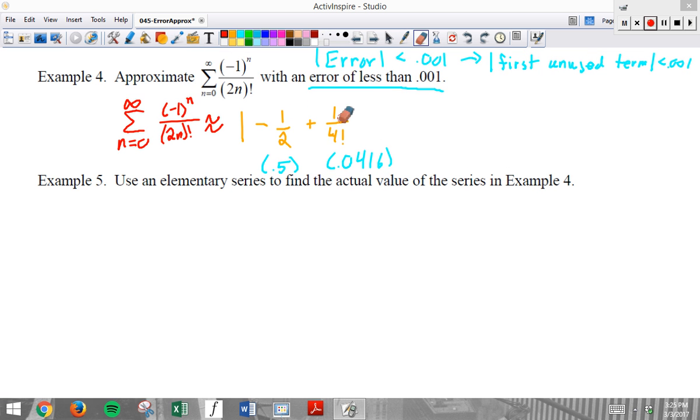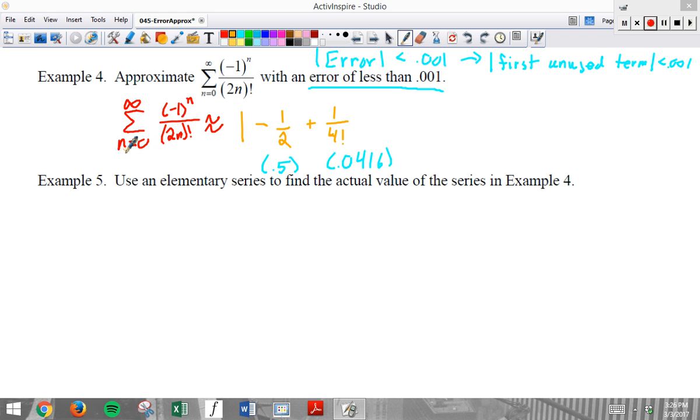I know what I can do. I can erase it. So if all I wanted to do was use those two terms, the error would have been 0.046. Is that less than 0.001? No. So I have to continue. I'd have to use this, or else it would be the first unused term. And if it was the first unused term, that would be the error.